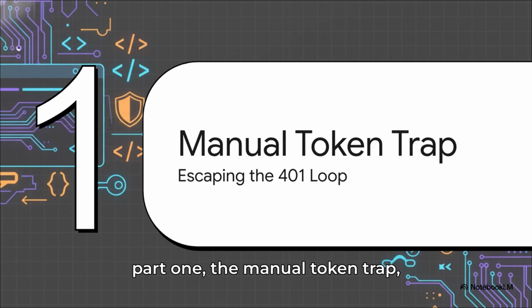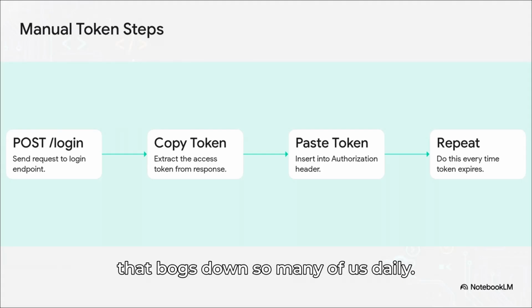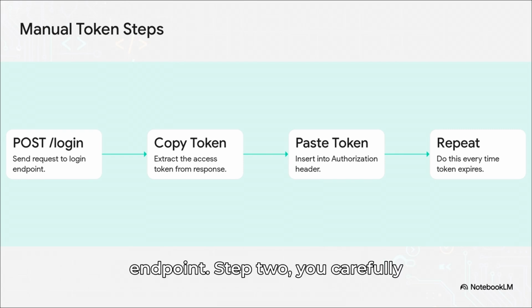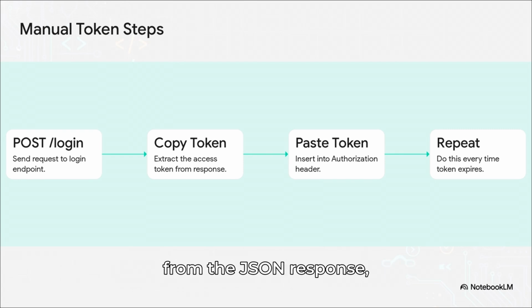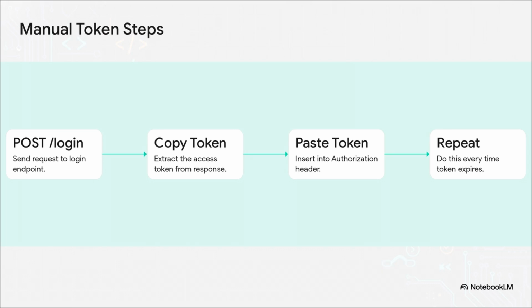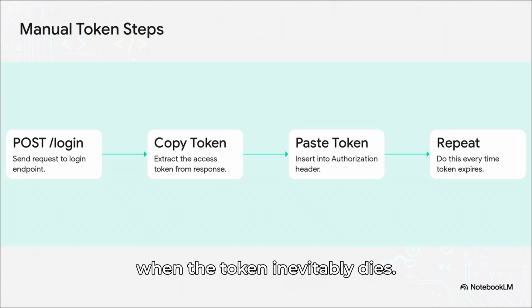All right, part 1. The manual token trap and how we finally escape that dreaded 401 loop. Let's just quickly review the tedious process that bogs down so many of us daily. Step 1, you send a post request to your login or token endpoint. Step 2, you carefully highlight and copy the access token from the JSON response, usually praying you didn't accidentally highlight the quotation marks. Step 3, you navigate all the way back to your main API call and paste it into the authorization header. And step 4, you repeat this entire dance every 15 to 60 minutes when the token inevitably dies. It gets so old, so fast.